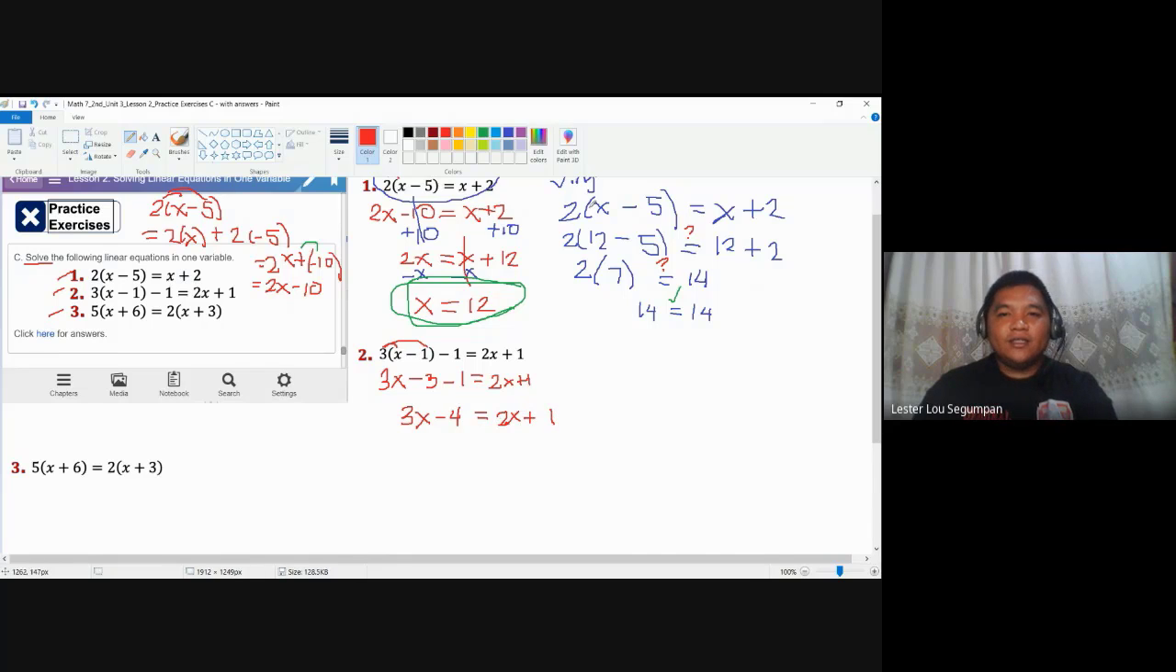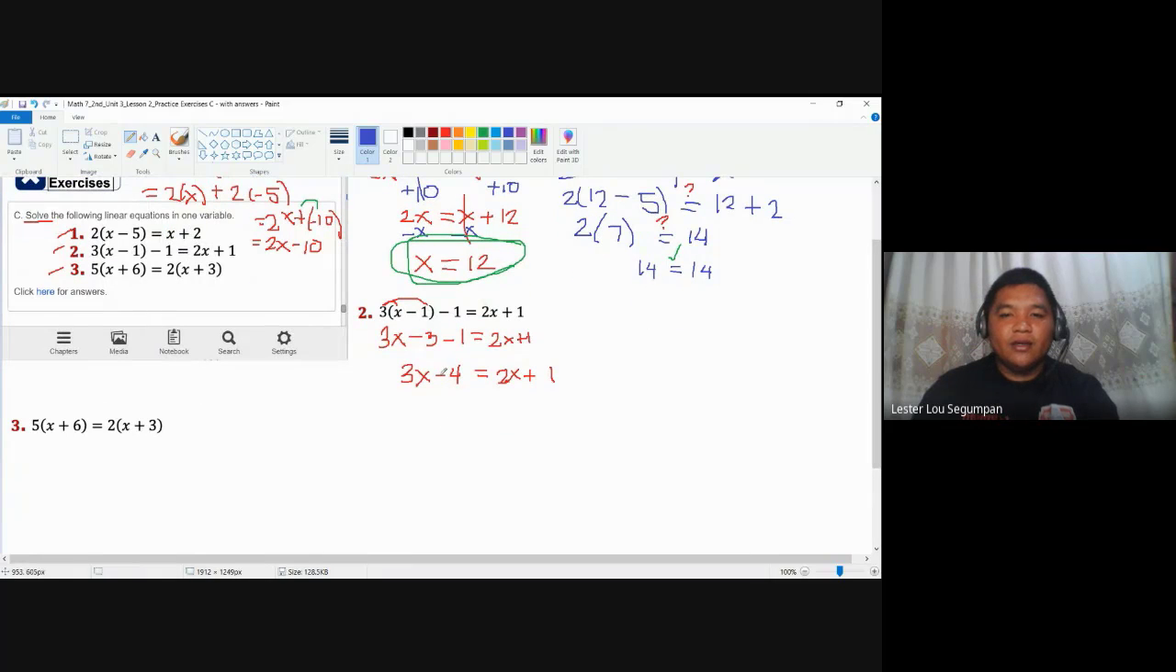Now that you have this, you could apply the properties of equality vertically or horizontally if you want. But since I have used a vertical method for number 1, let me use here the vertical method. To remove minus 4, I need to add plus 4. I need to add 4 on the other side as well. That becomes 0. I have 3x is equal to 2x. 1 plus 4 is 5.